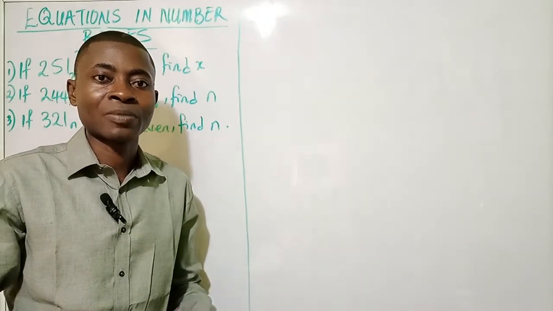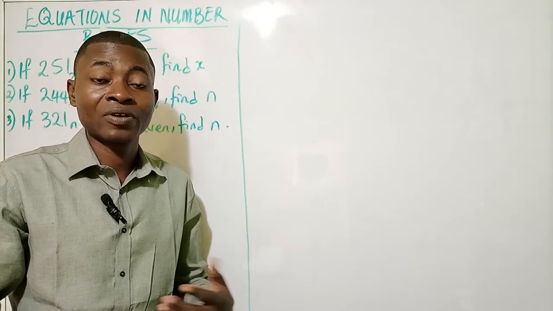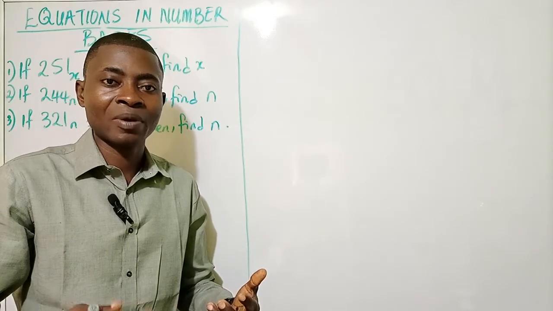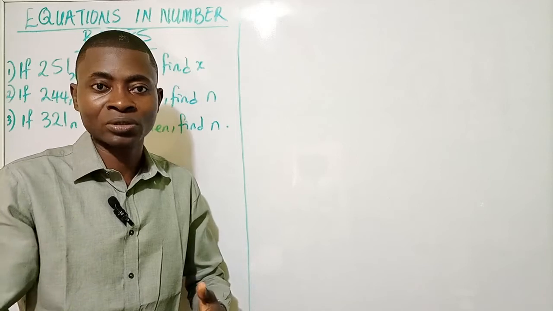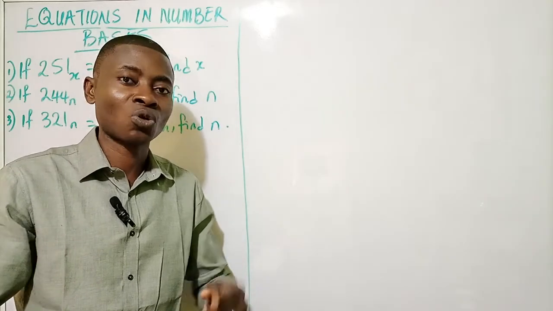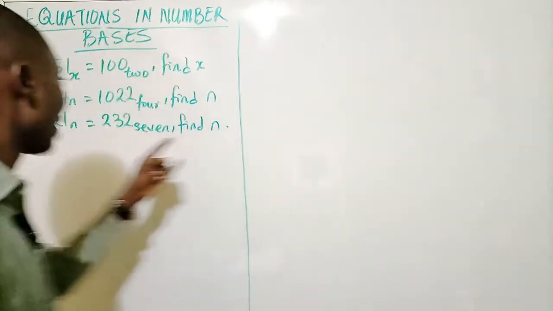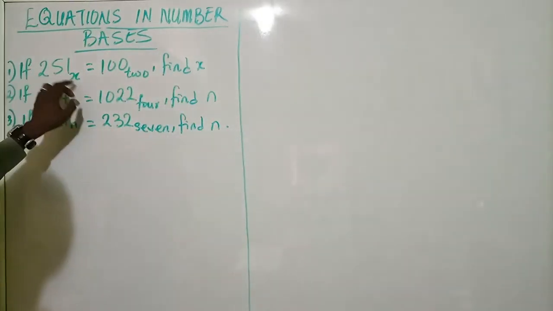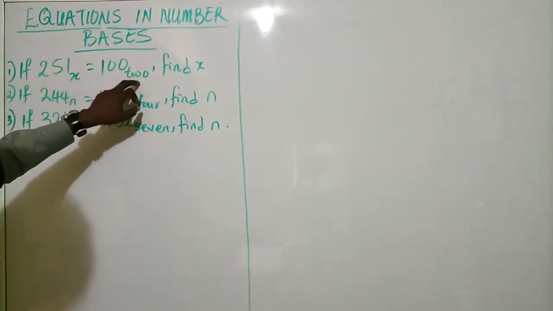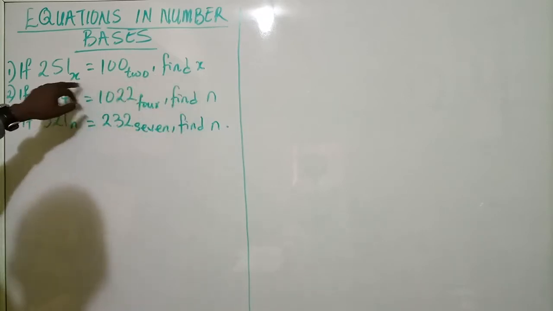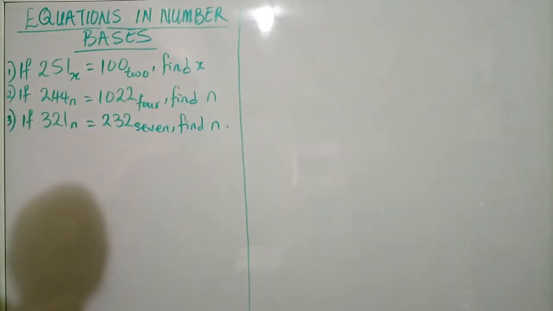Sometimes you can be given numbers in different bases, and then they will give us one of the bases as unknown, and the question will expect us to calculate or find that base. Like what you're having in the question here: if 251 in base x is equal to 100 in base 2, find the value of x.